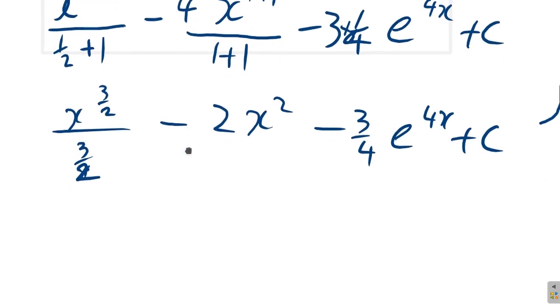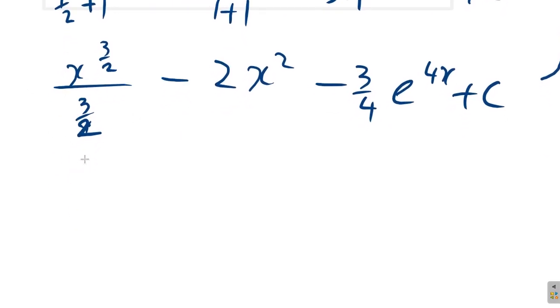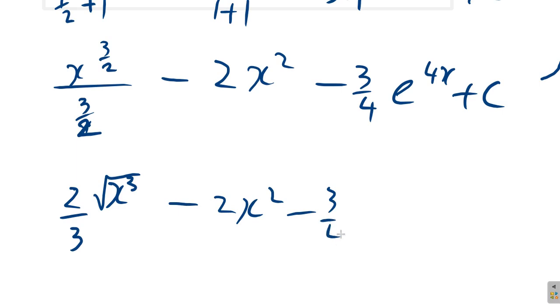You can write this a little bit neater now. What you could say is that this is x times the square root of x. If you remember your indices, you have x to the 3 over 2, the top number 3, the numerator, when you raise it to a fractional index, represents the power, and the bottom number, the denominator 2, is the root, the square root. So, guess what? When you divide by a fraction, it's the same as multiplying by the reciprocal of that fraction. So it's 2/3 square root of x cubed minus 2x squared minus 3/4 e to the 4x plus c. So that's what you have.